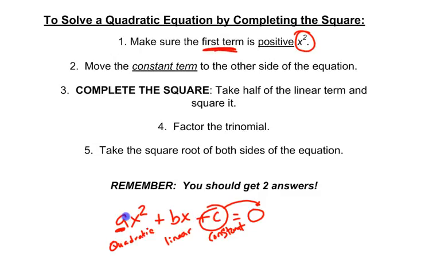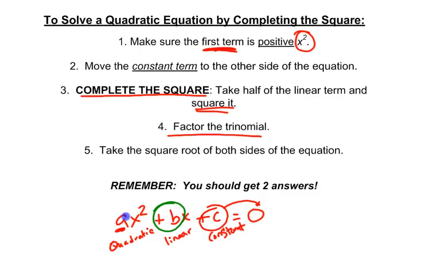After that, we're going to get into what we call completing the square. To do that, we look at the linear term, and whatever number that is, we'll take half of that and we will then square it. Okay, remember we put it to the second power. Now once we do that, we'll add it to both sides, and then we'll get into factoring the trinomial.